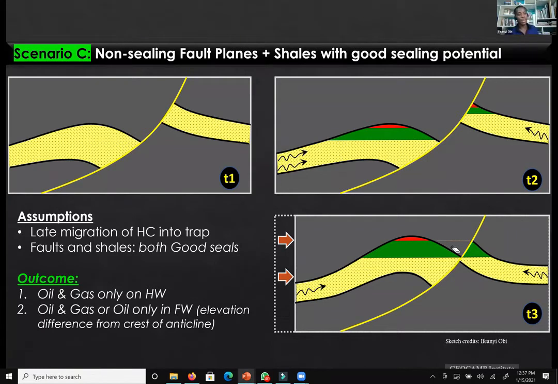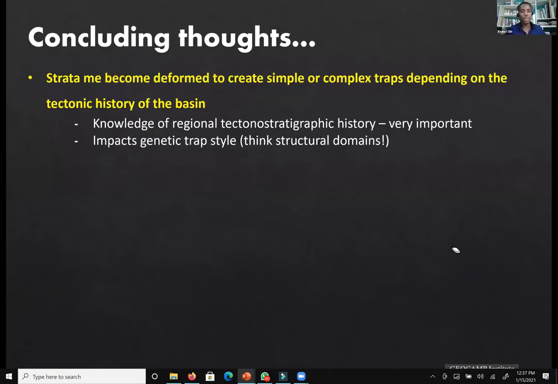So this is the last slide I have. I think I probably raced through this too quickly. But the concluding thought tells us that strata may become deformed, and when they get deformed, they create simple or complex traps, depending on the tectonic history of the basin. And we did say that knowledge of regional tectonostratigraphic history is key, because it helps us figure out early on what to expect, even before doing detailed work in any basin.